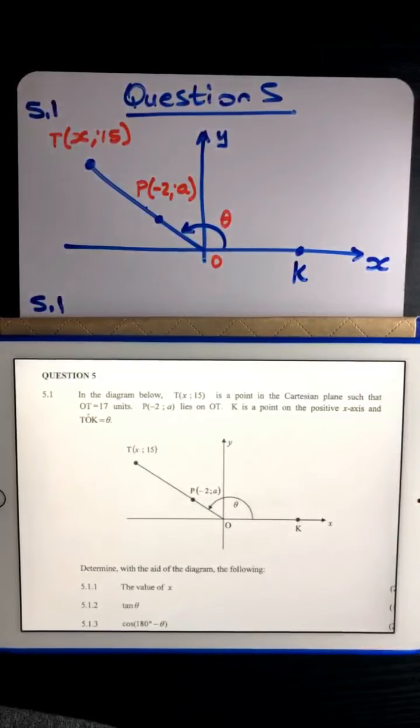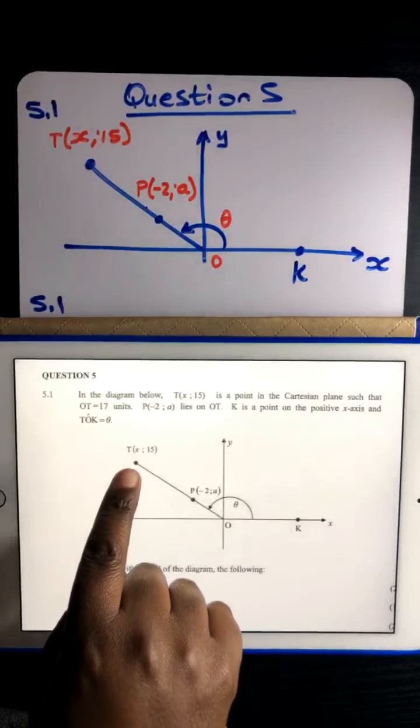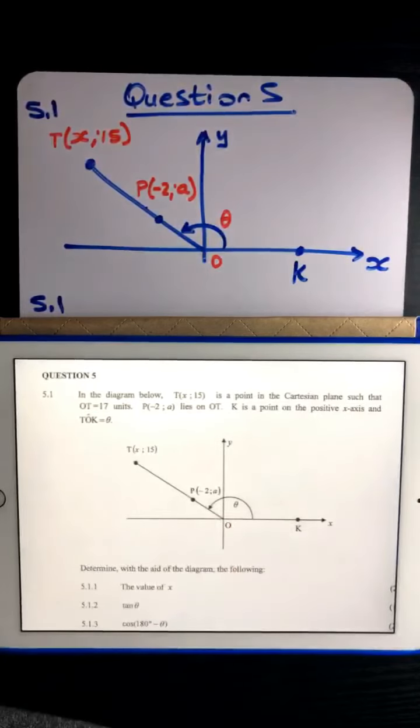Question number 5 says, in the diagram below, T, remember, letter T represents a point. X and 15, those are the coordinates. So T, having an X value referred to as X and Y value being 15, is a point in the Cartesian plane such that OT is equal to 17 units. Where is OT? There is O, there is T.